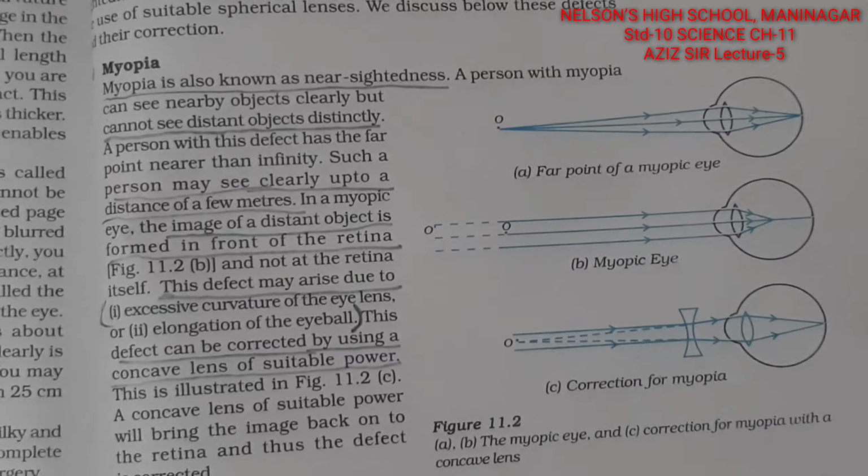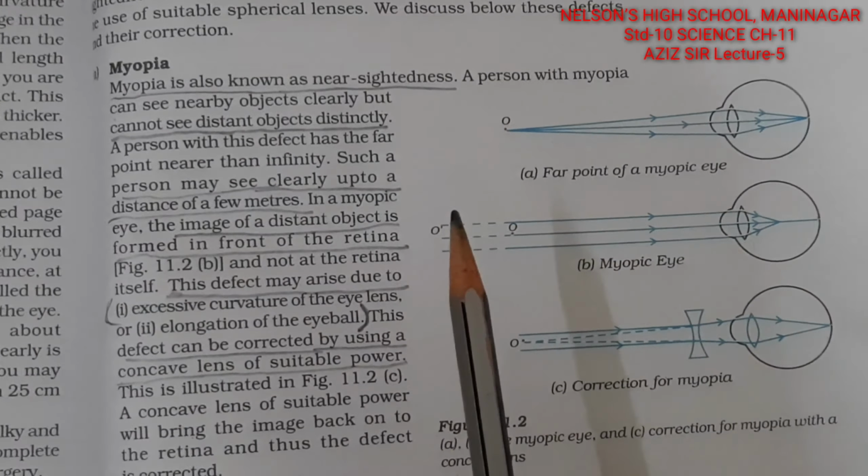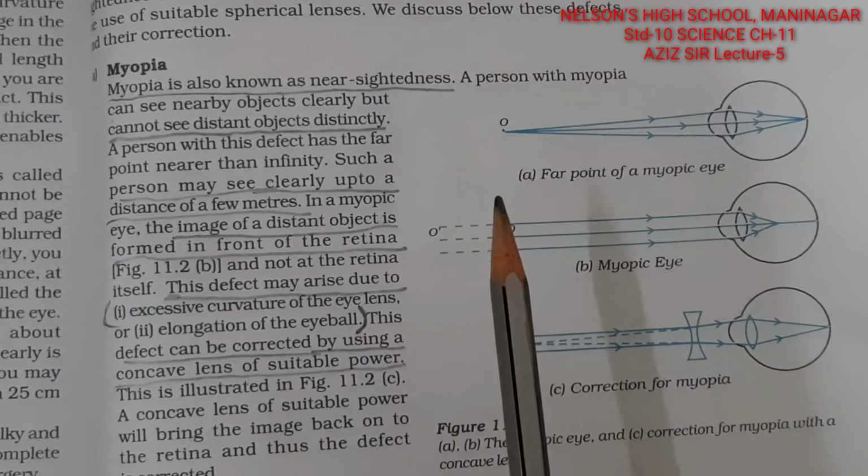Now myopia is basically known as nearsightedness. This happens in a person of any age group, starting from a very young age to a larger age. The word nearsightedness is used because the image is formed nearby.